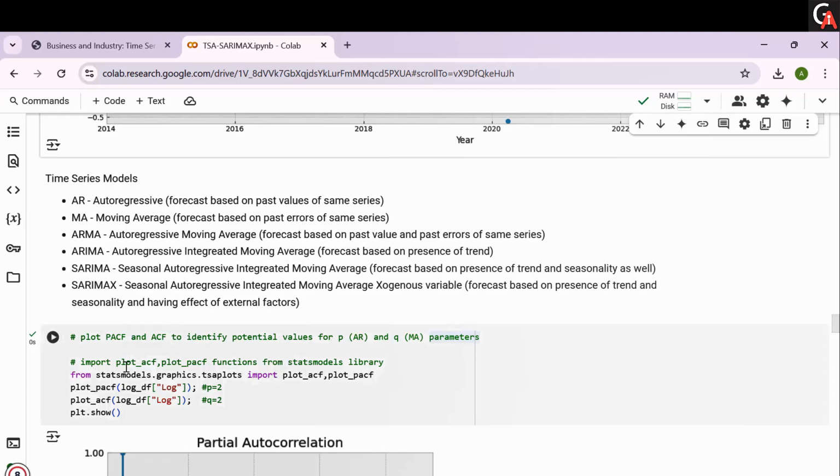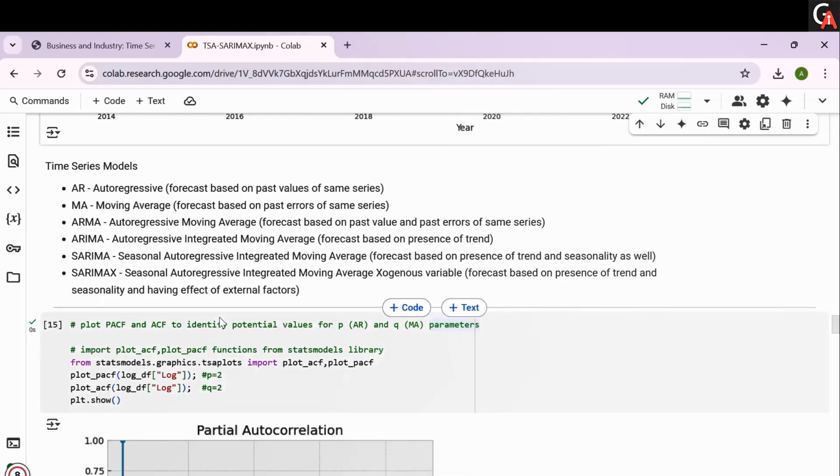SARIMA stands for seasonal ARIMA, and SARIMAX stands for seasonal ARIMAX. So this seasonal ARIMA will forecast the future values based on the presence of the trend as well as the seasonality. So that's what the S stands for, seasonality. And this SARIMAX is the seasonal ARIMA with the exogenous variable, meaning it will forecast based on the presence of the trend, seasonality, and also the effect of external factors. That X stands for exogenous variable. So these are various time series models available with us.